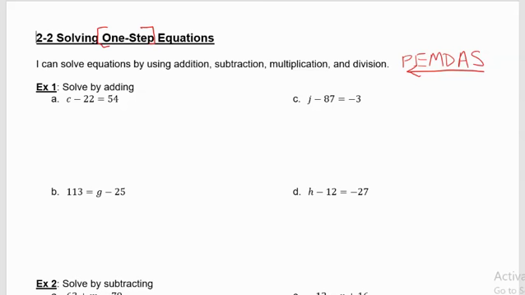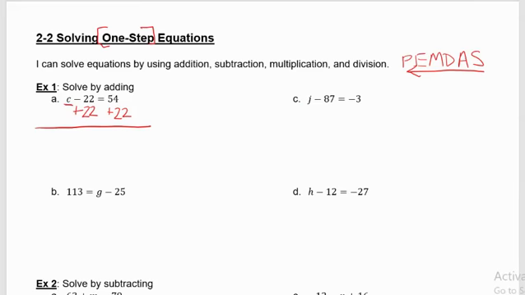So here I have C minus 22 equals 54. Now, in order to solve, I want my variable by itself. So I want this left side of the equation to just have C on it. Okay, so I have to get rid of this negative 22. The way that I get rid of this minus 22 is if I add it. I'm going to add 22 to both sides of the equation. Now, if I do it to the left side, I have to do it to the right side of the equation as well.